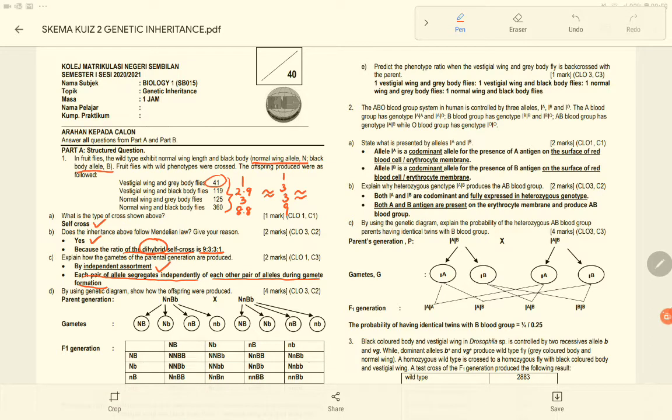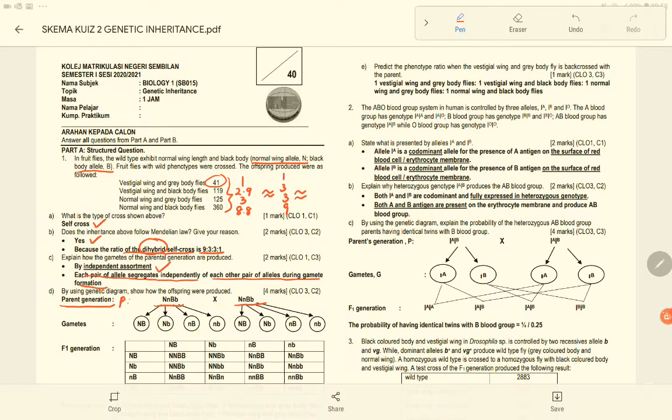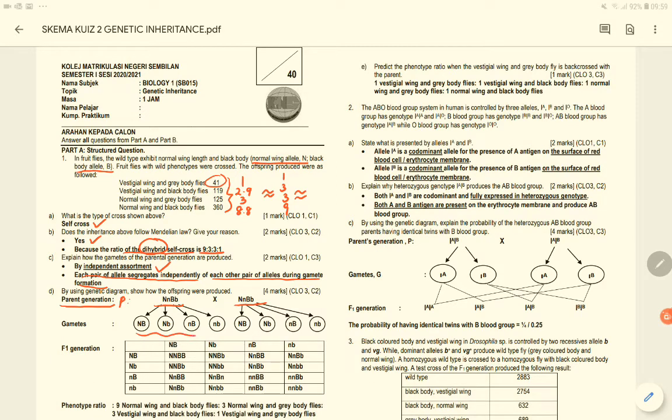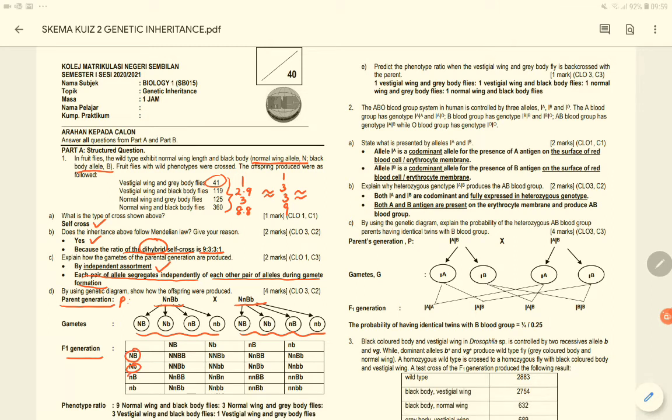By using a genetic diagram, show how the offspring will be produced. Since this is a self-cross, we show the self-cross of heterozygous: big N, small n, big B, small b, crossed with big N, small n, big B, small b. Of course, don't forget to write your key here. You can write P here also. So there are 4 types of gametes from each parent. For your F1 generation, you show your Punnett square, 4 gametes by 4 gametes.